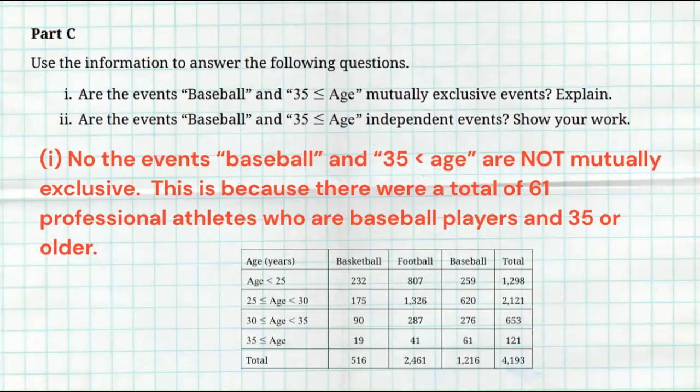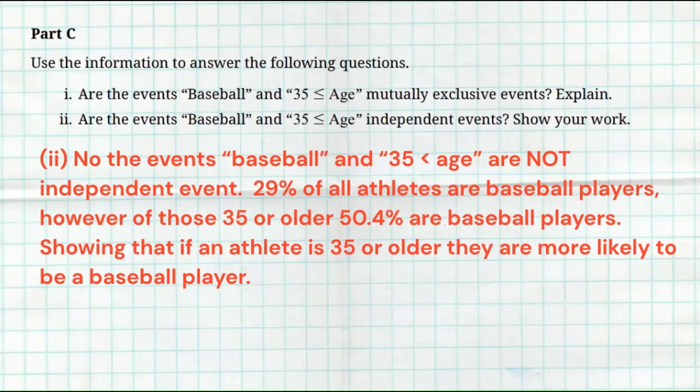Now, here's what I wrote down. I'm going to go over the answer first, and then I'll talk about how I got it. All right, I wrote down no. The events baseball and being 35 or older are not independent events. 29% of all athletes are baseball players. However, of those 35 or older, 50.4% are baseball players, showing that if an athlete is 35 or older, they are more likely to be a baseball player.